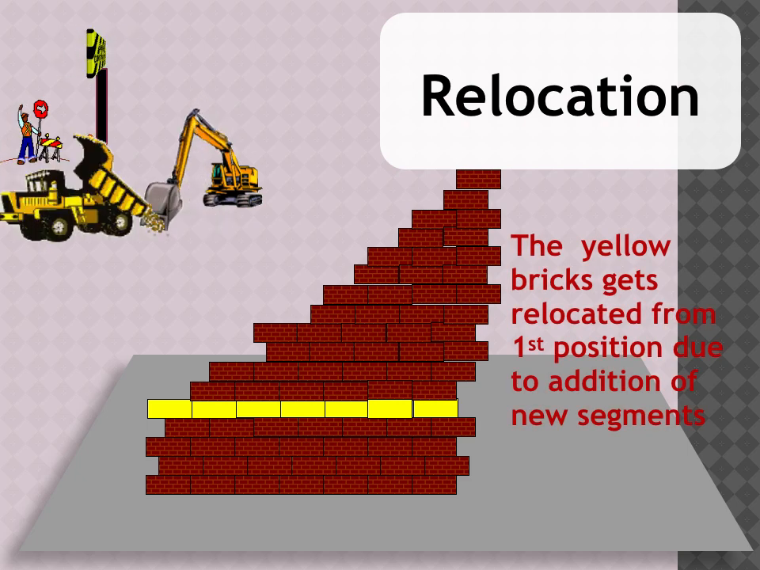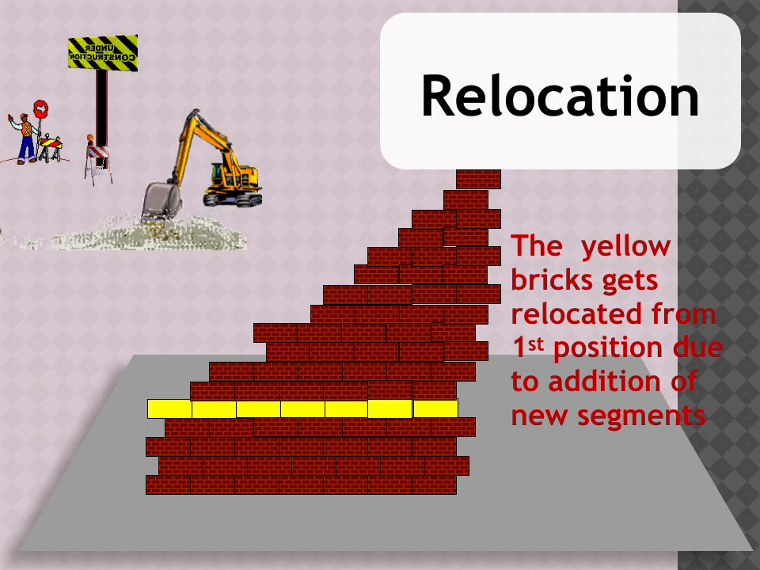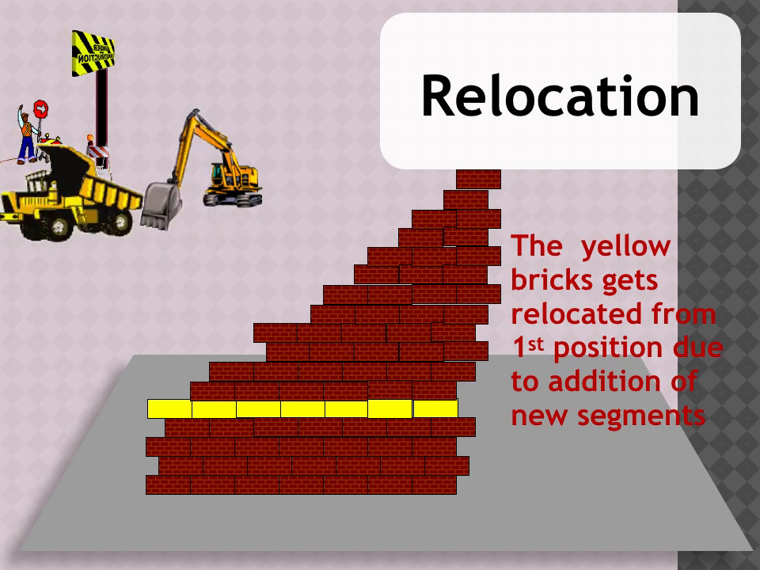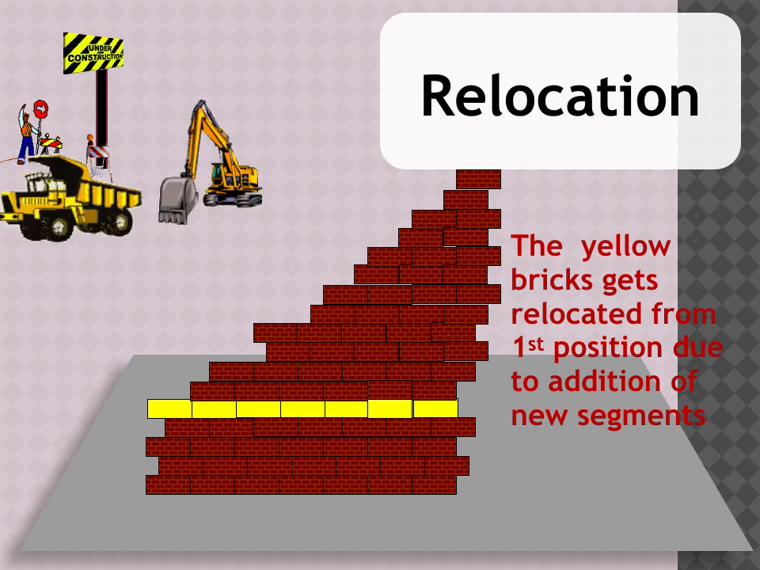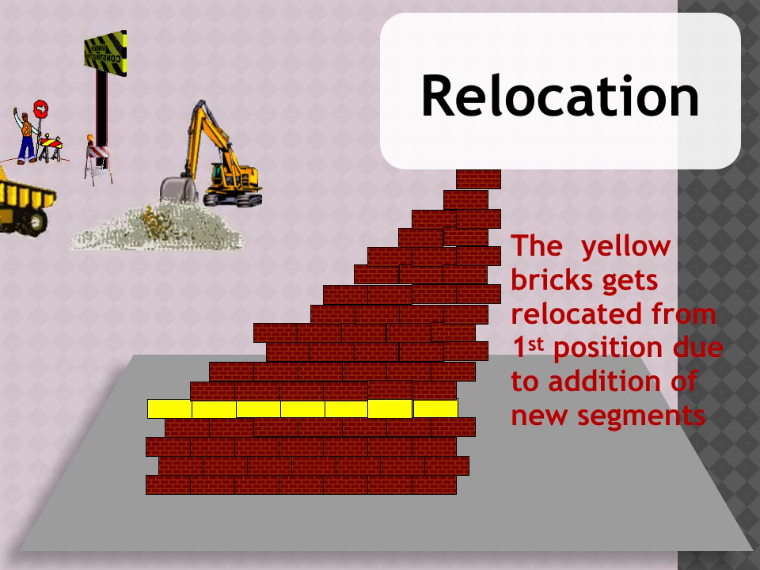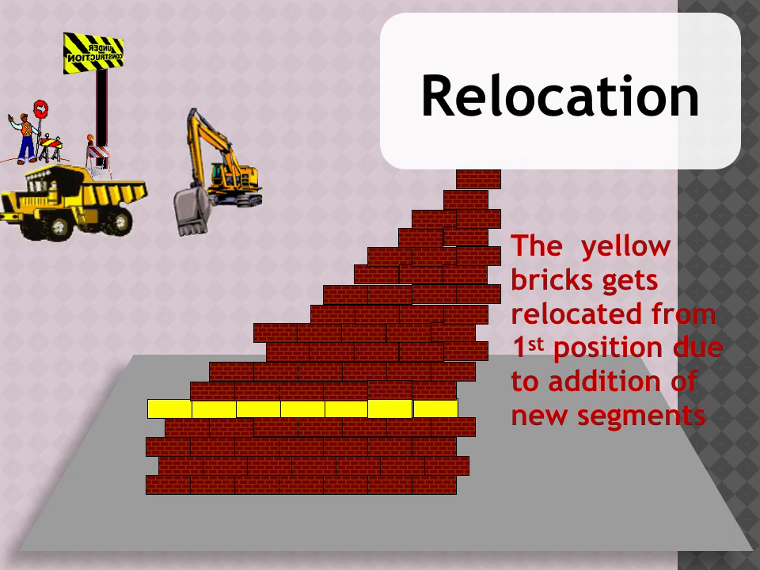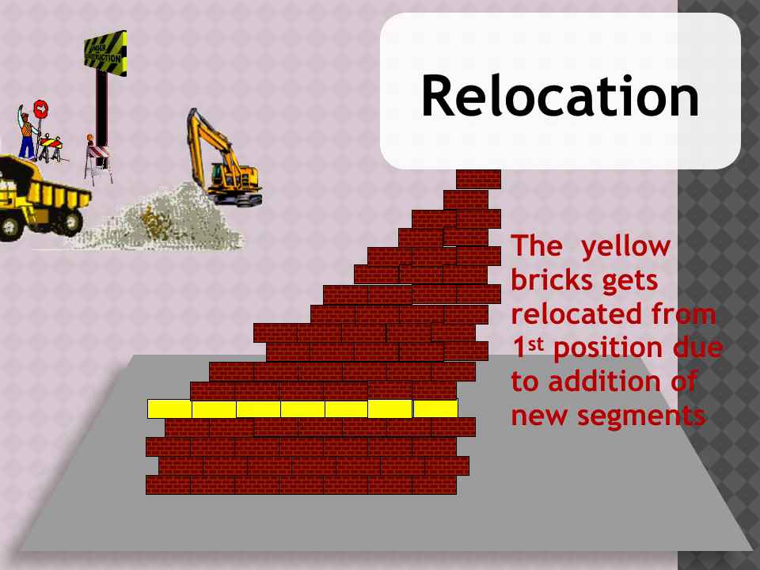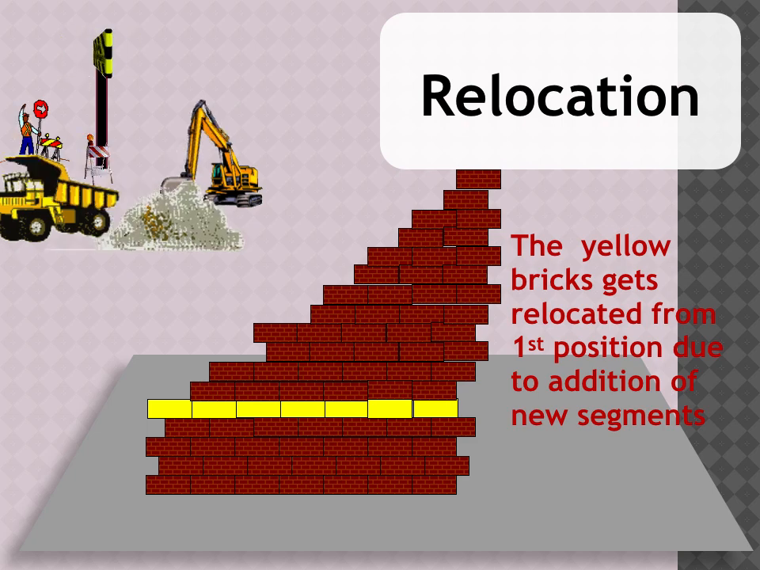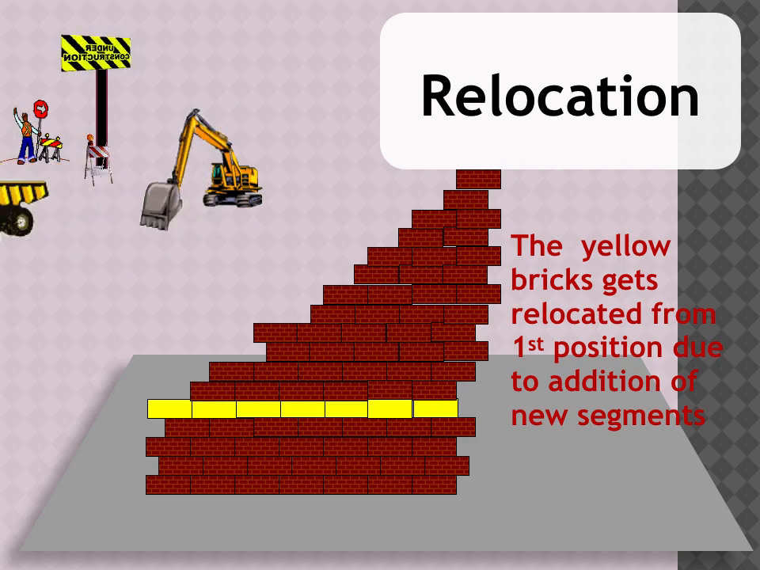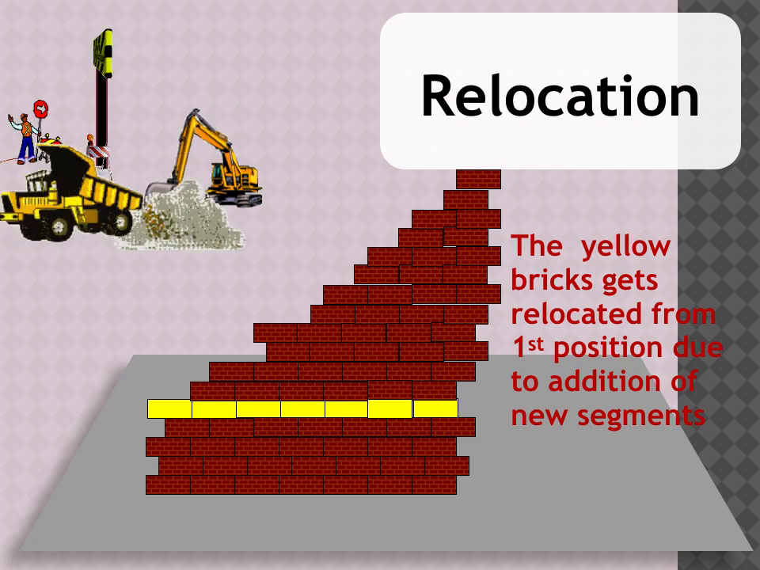However, if you would have concentrated, the yellow brick itself is not moving in position. It is the growth of the surrounding structures which is making it relocate in relation to them. So this type of growth is called relocation, where the structure itself is not moving but appears to have moved or relocated due to growth in other surrounding structures.